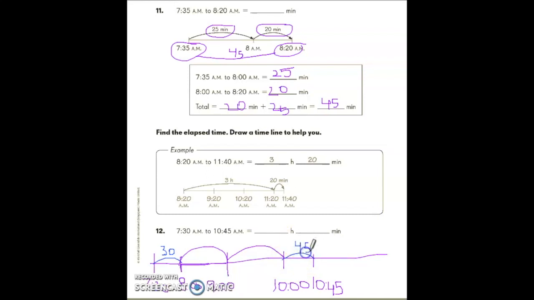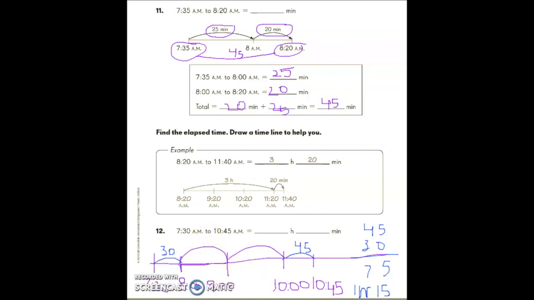Now, what do I need to do? I need to add my minutes to this minute. So, which is going to be 45 plus 30. And it's going to be 75. Wow, 75 minutes. That means I have an hour and how many minutes? An hour is 60 minutes. So if I take out 60 from 75, it will leave me with 15 minutes. So an hour and 15 minutes.